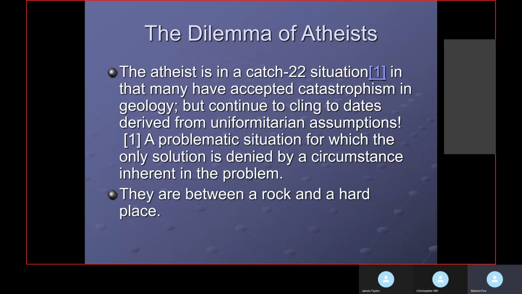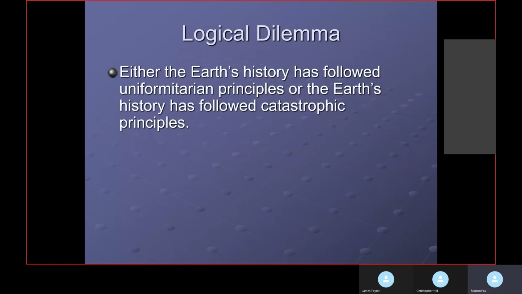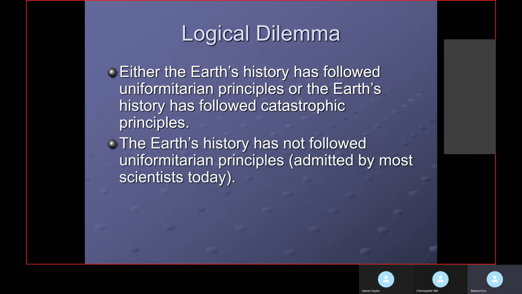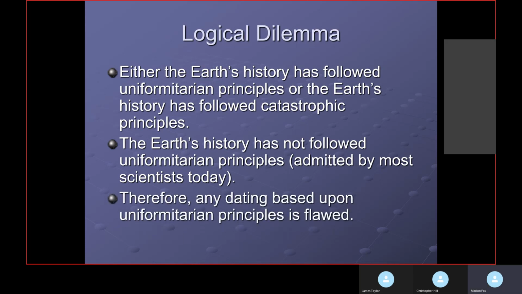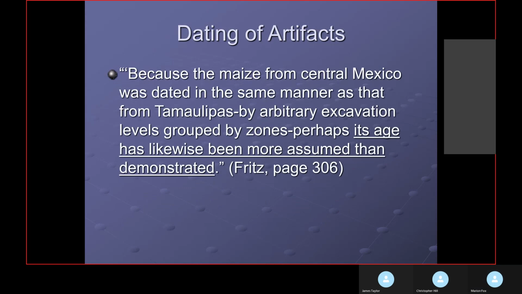They're between what we say in Oklahoma, where I grew up, between a rock and a hard place. It's a catch-22 situation. Here's a logical dilemma that they have. Either Earth's history has followed uniformitarian principles, or it has followed catastrophic principles. Earth's history has not followed uniformitarian principles, as admitted by most scientists today. Therefore, any dating based on uniformitarian principles is flawed. Okay. Conclusion: flawed.